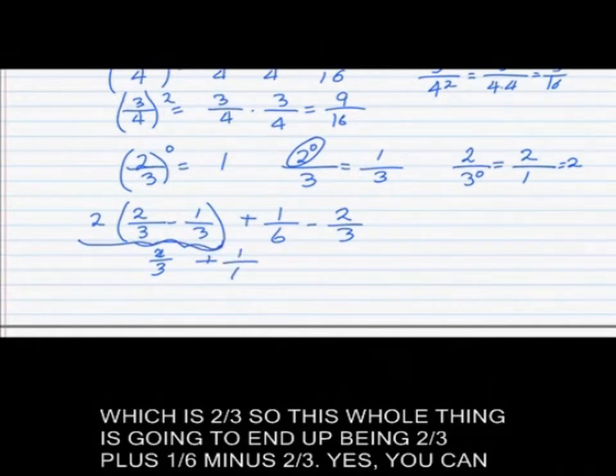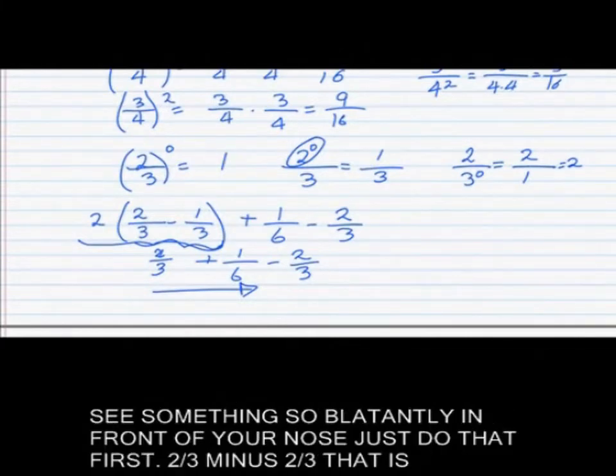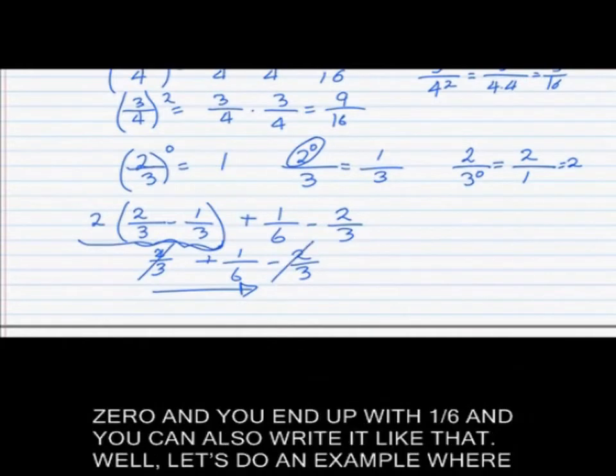Plus 1/6 minus 2/3. Yes, you can do from left to right. Add first and then subtract. But in terms of addition and subtraction, if you see something so blatantly in front of your nose, just do that first. 2/3 minus 2/3, that is 0, and you end up with 1/6. And you can also write it like that.